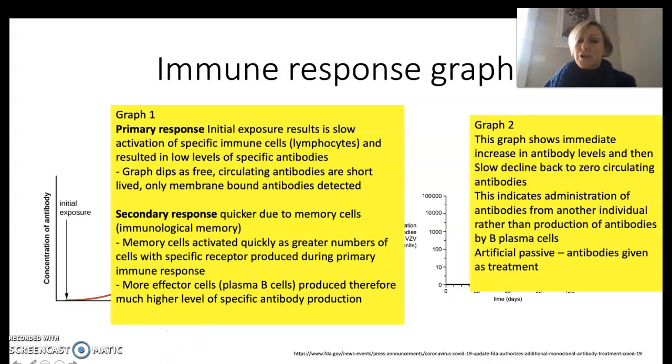Graph 2 shows, if you've given me some numbers on your graph and on your sketch, that there are no antibodies for the first 30 days. And then there's a vertical line. So it goes from 0 up to a very high level of antibodies immediately. What that indicates is that you don't have that slow response, that slow incline. It indicates that it's the administration of antibodies from another source, which is indicating that this is artificial passive immunity.